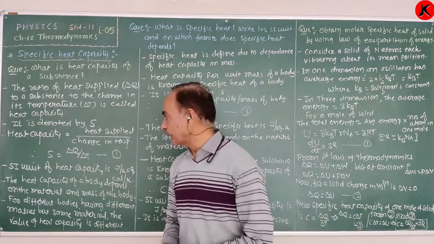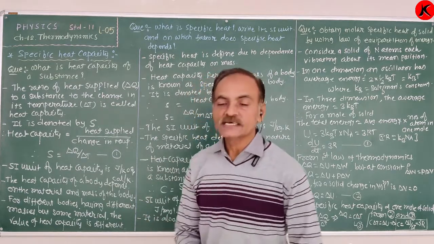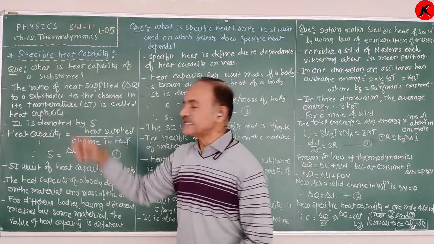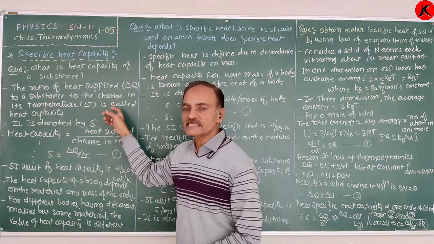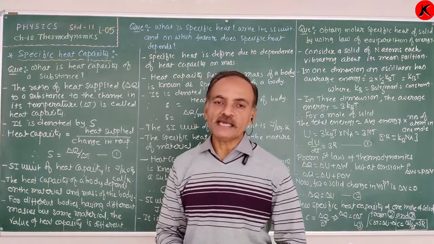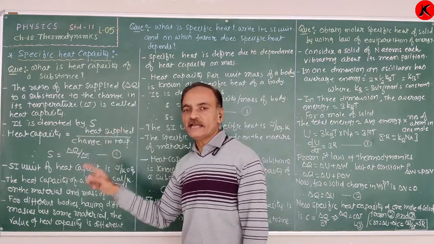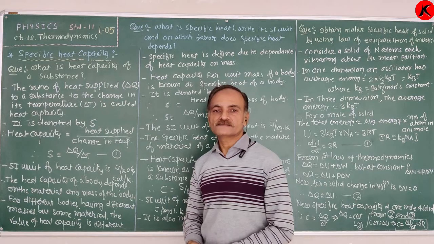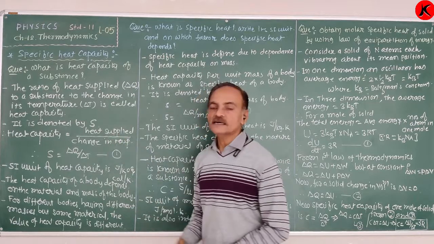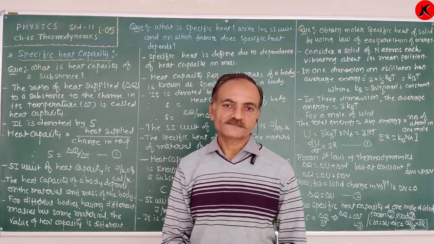That is known as heat capacity of a substance. Again, what is the heat capacity of a substance? The ratio of the heat supplied to a substance to the change in temperature delta T is known as the heat capacity. It is denoted by capital S. From definition, the heat capacity is equal to heat supplied to the change in temperature. Therefore, capital S is equal to delta Q upon delta T.